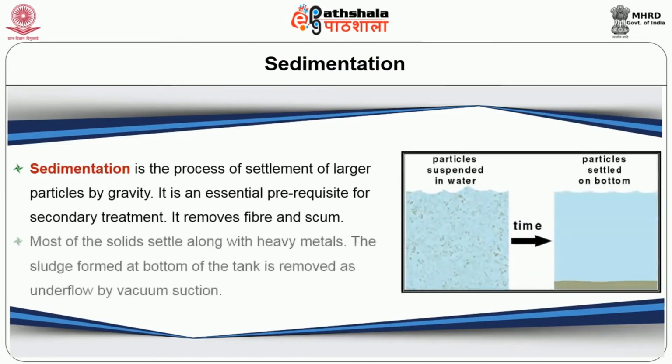After screening, the effluent undergoes sedimentation. Sedimentation is a process of settlement of larger particles by gravity. It is an essential prerequisite for secondary treatment. It removes fiber and scum. Most of the solids settle along with heavy metals. The sludge formed at the bottom of the tank is removed as underflow by vacuum suction.